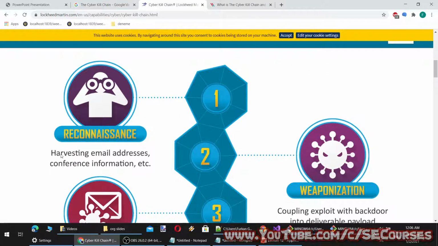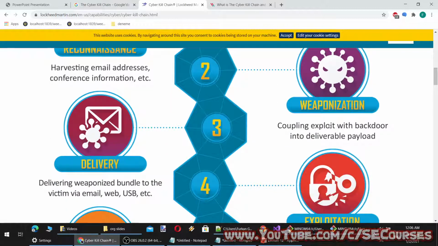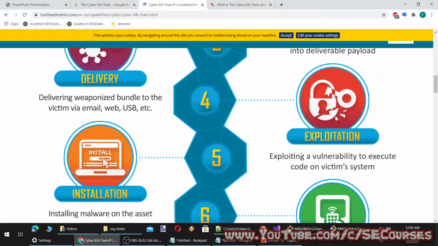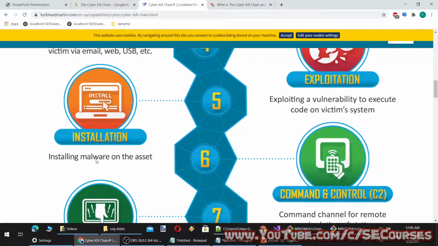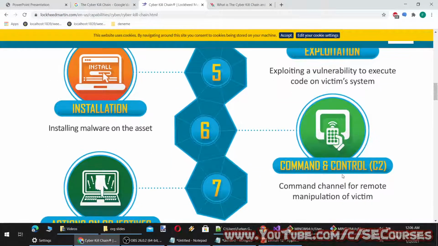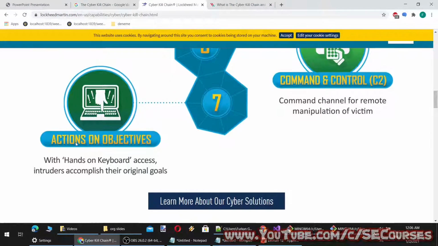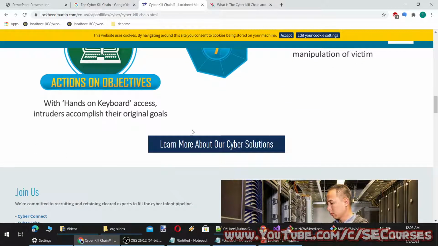So reconnaissance, harvesting email addresses, conference information, and such. Weaponization, coupling exploit with backdoor into a deliverable payload. Delivery, delivering the weaponized bundle to the victim via email, web, USB, etc. Exploitation, exploiting a vulnerability to execute code on the victim system. Installation, installing malware on the asset. Command and control, a command channel for remote manipulation of the victim. Actions on objectives, with hands-on keyboard access, intruders accomplish their original goals.